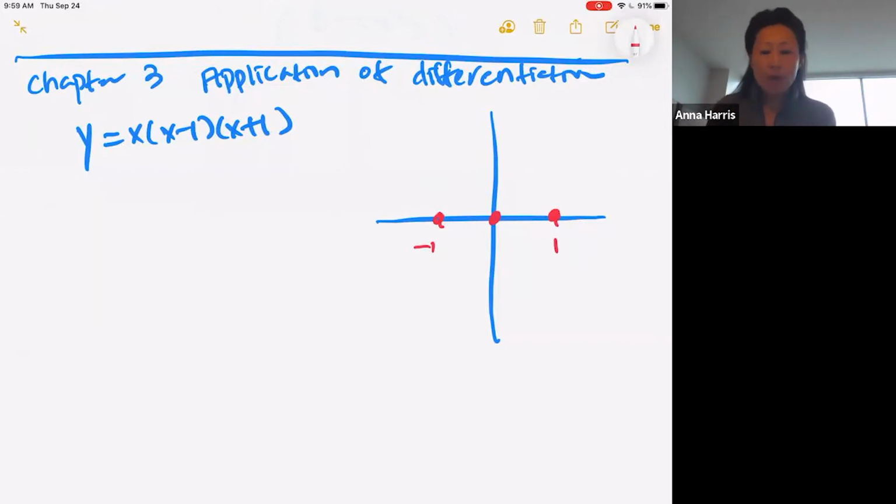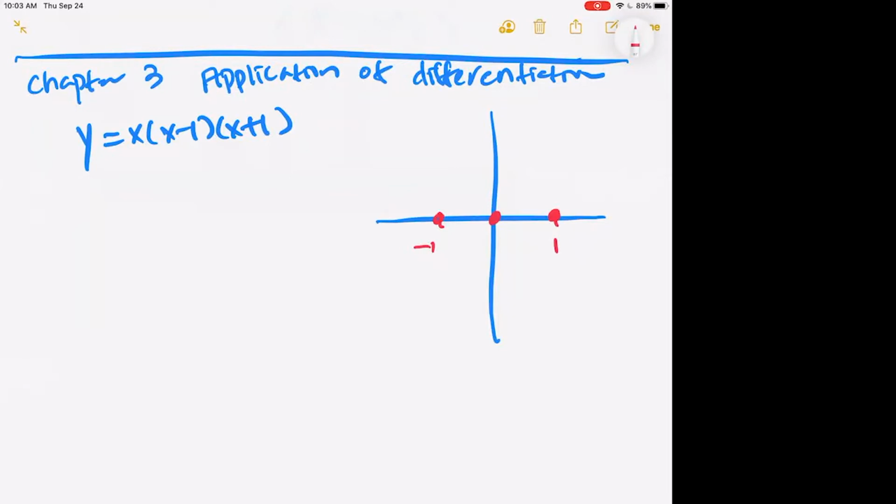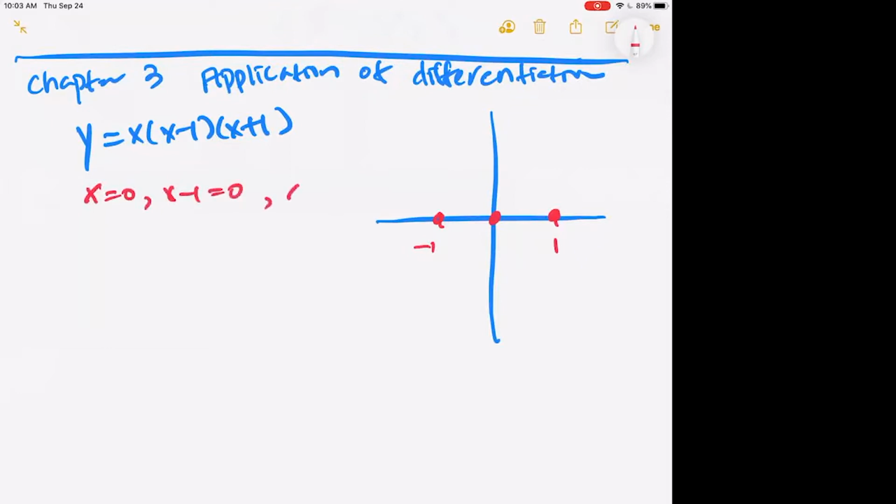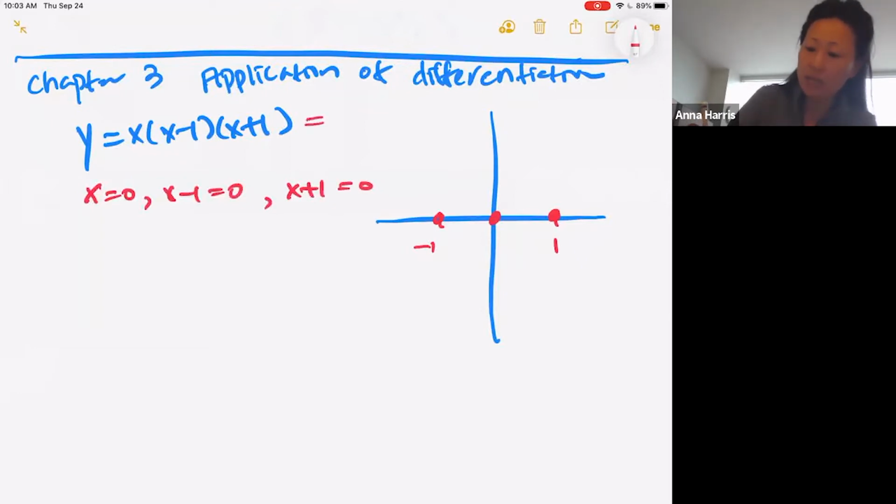Anyway, we can look at this particular problem right now. Today's lesson is application of differentiation. So let's look at this problem that I have: y equal to x times (x minus 1) times (x plus 1). I know there are 3 solutions, because I can set x equal to 0, then x minus 1 equal to 0, and x plus 1 equal to 0 to figure out what my solutions are.